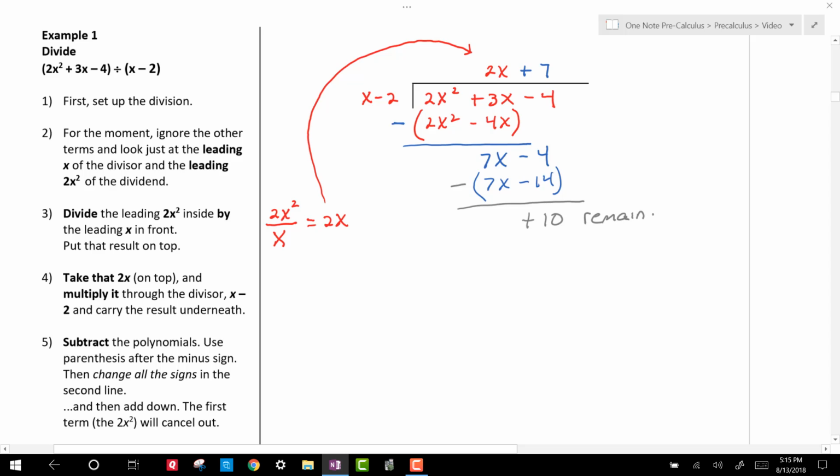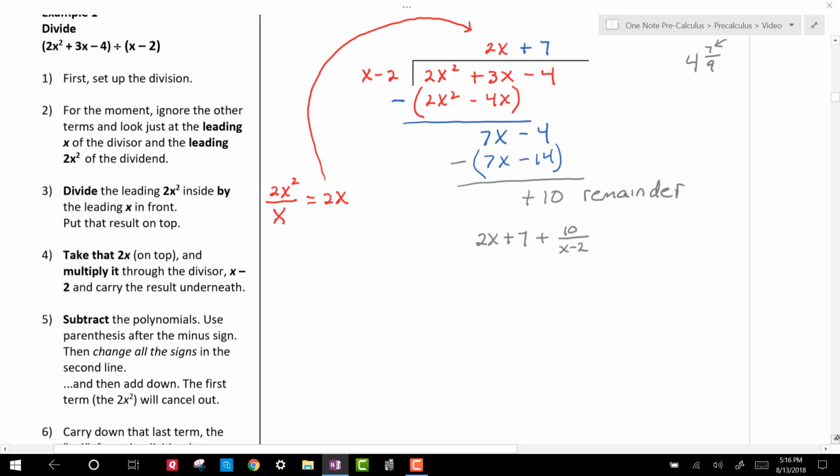This is our remainder, which means that x minus 2 did not divide into this polynomial evenly. So if we were going to give an answer for this, the answer would be 2x plus 7. And if there's a remainder, the remainder goes back over whatever I was dividing by. So 10 over x minus 2. Normally when you divide, you might end up with something like 4 and 7/9. This would be your remainder right here up at the top. So in this case, the 10's the remainder, and we put it back over the x minus 2. Not too bad, is it?